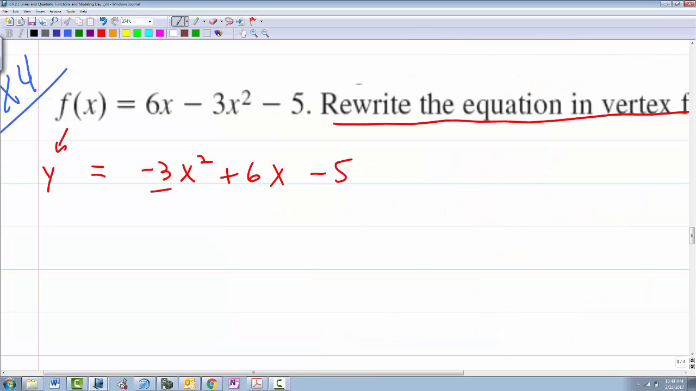Okay, what's different about this one? I mean, let's look at it. What's different about this one? The -3. It's a huge issue, and I have it underlined. And by the way, if they're mean and they give it to you out of order, put it in descending order before you complete the square.